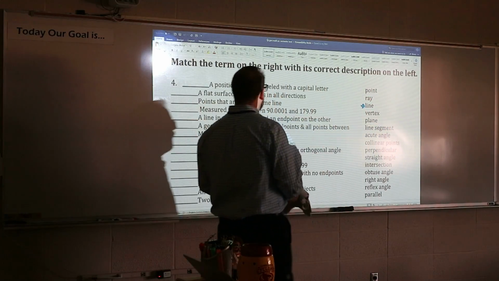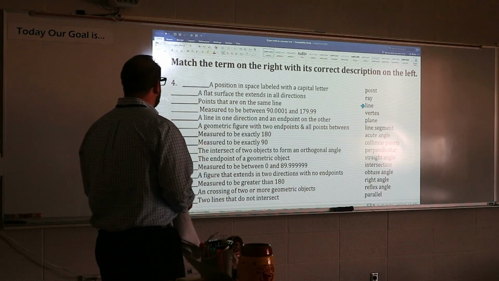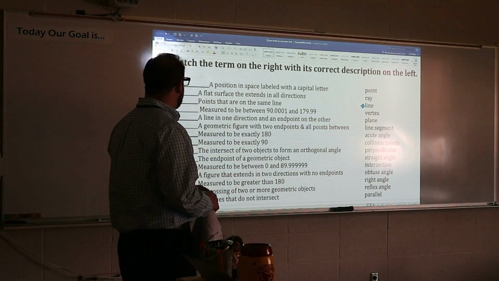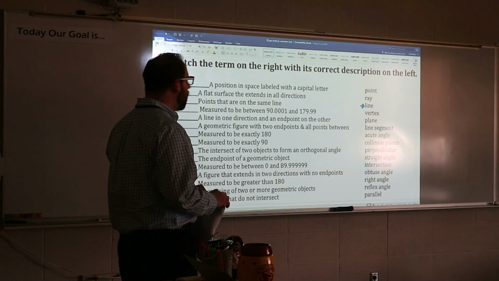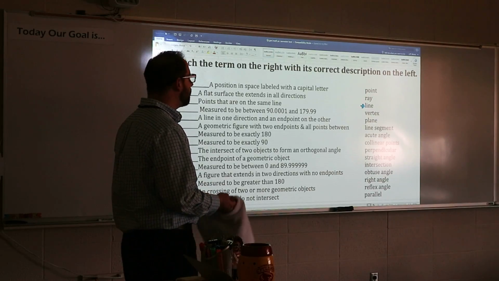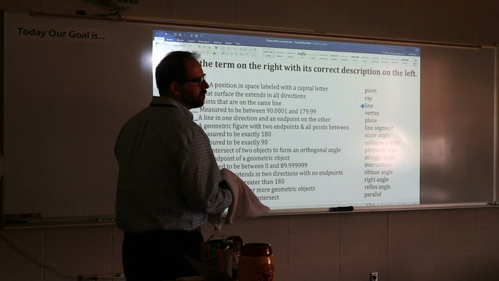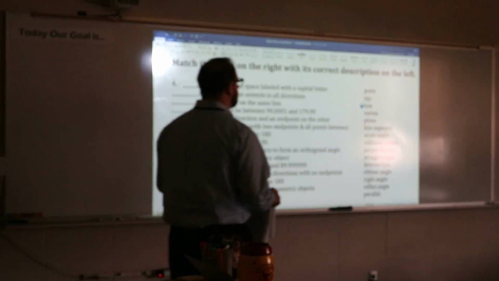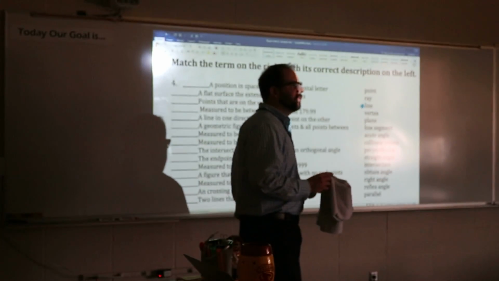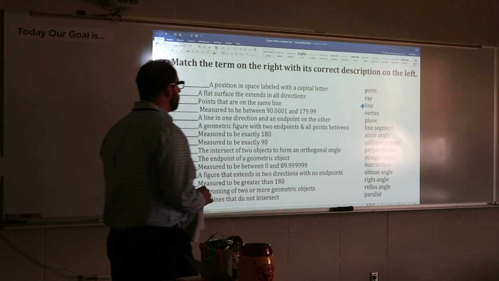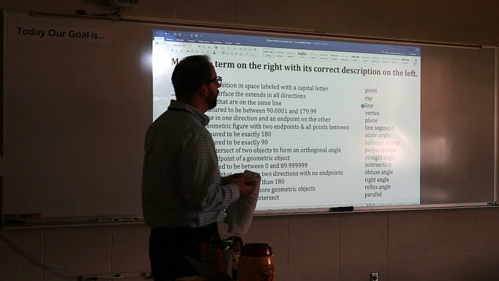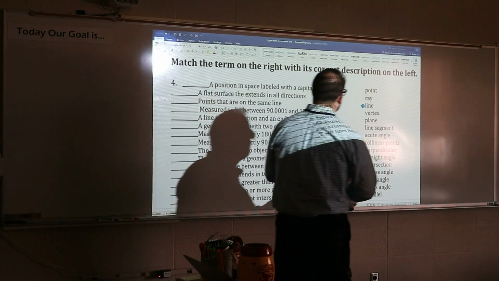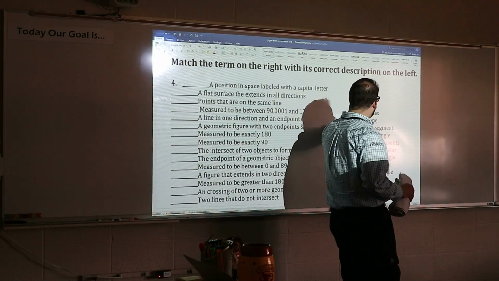Line. A line is a geometric figure that continues in both directions without limit. It has no endpoints. So it's a geometric figure that extends in two directions with no endpoints. That's a line. Okay, vertex. Let's go to that one.